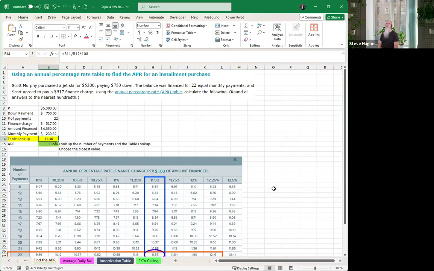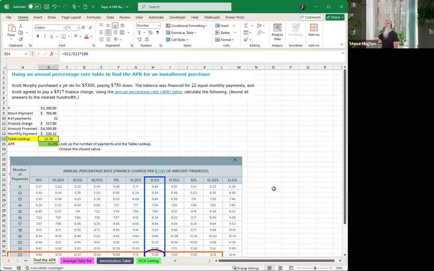In my particular example, Scott Murphy purchased a jet ski for $5,300. He paid $750 down. The balance was financed for 22 equal monthly payments. Scott agreed to pay a $517 finance charge. It says use the table, calculate the following.